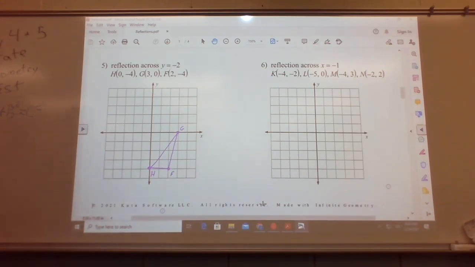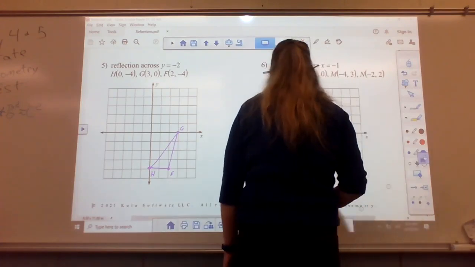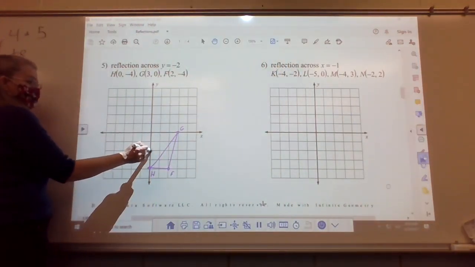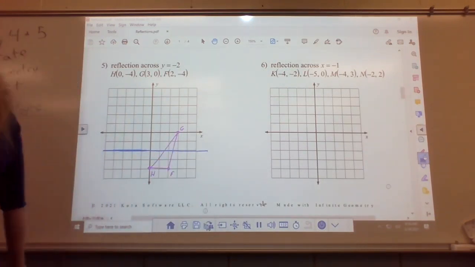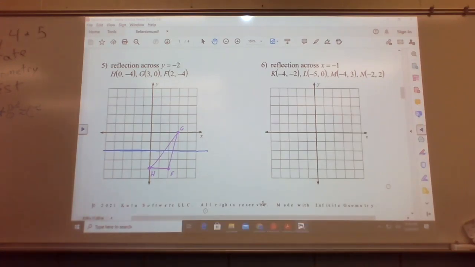Then it says y equals -2 for my reflection. So on the y line, I go to -2. Draw your reflection line. Now again, my triangle is partly on top, partly on bottom. So I have to make sure when I flip it, it goes the other direction, but it's still going to be sitting on that line.